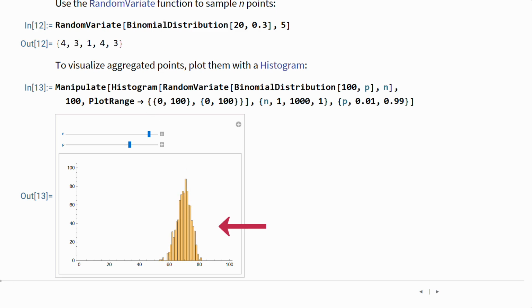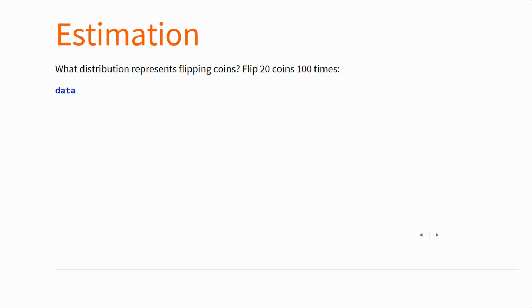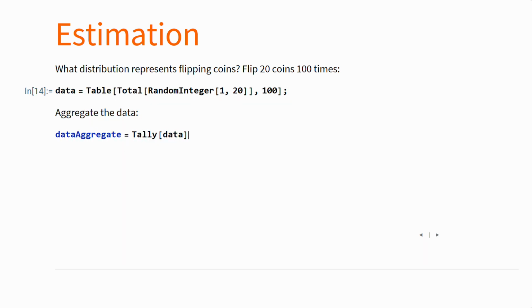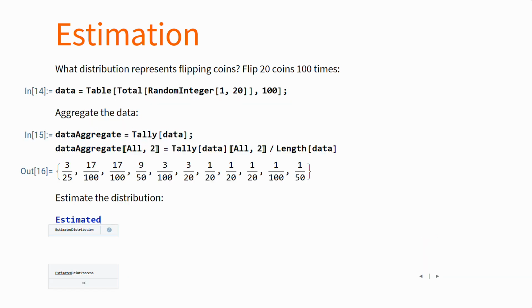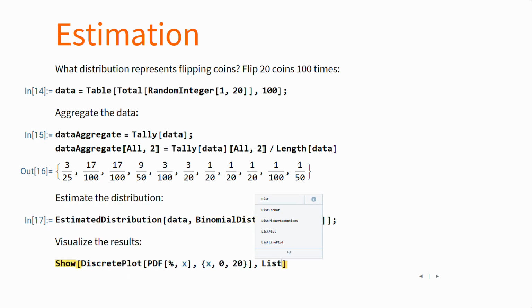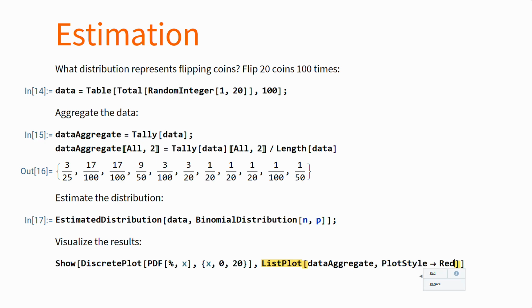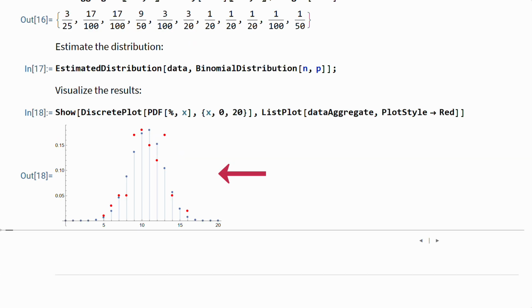Some of you might be skeptical. How can a coin flip have such a complicated behavior? Okay, I'll prove it to you. First, generate 100 coin flips with 20 coins, where each number is the total number of heads out of 20. Aggregate the data and normalize the frequency. Then estimate the distribution and visualize the estimated distribution against the data. And so you can see both the data and the estimated binomial distribution agree.